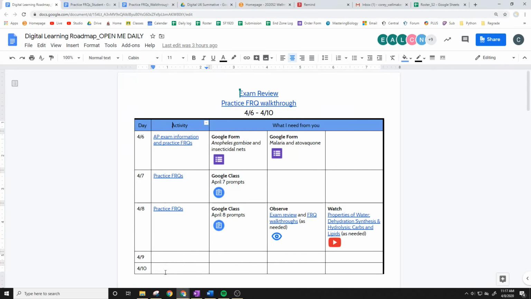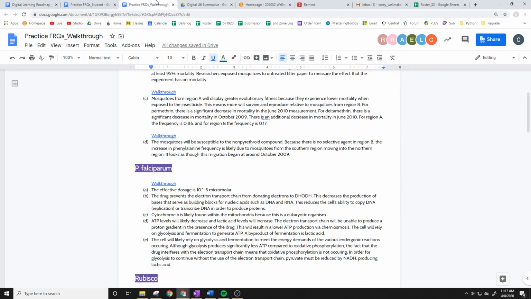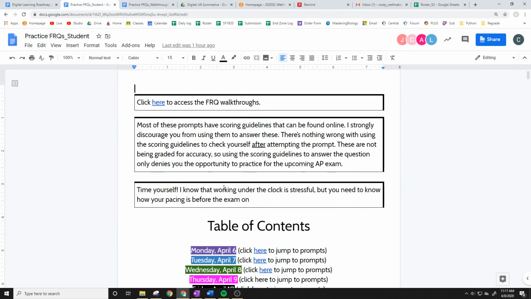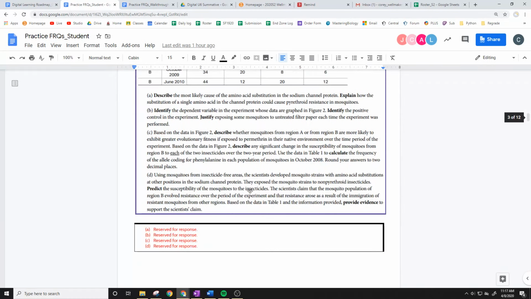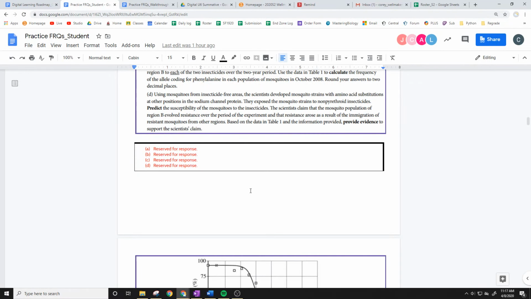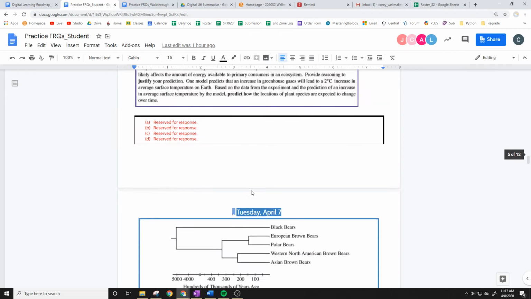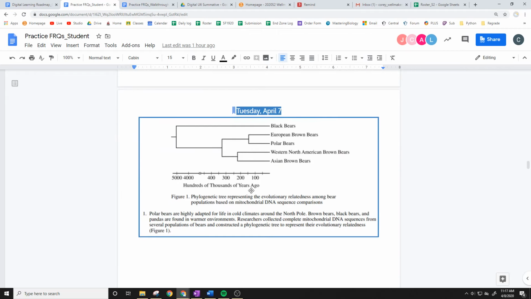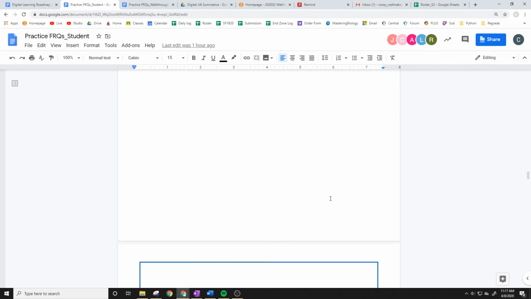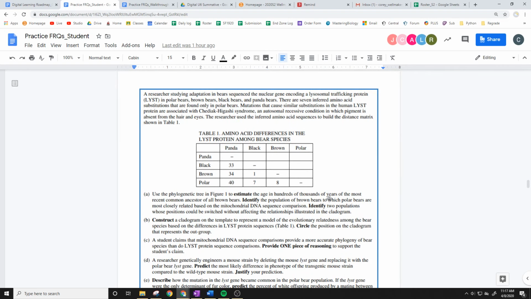All right, let's look at the polar bear FRQ. Okay, so you're looking at amino acid sequence differences.